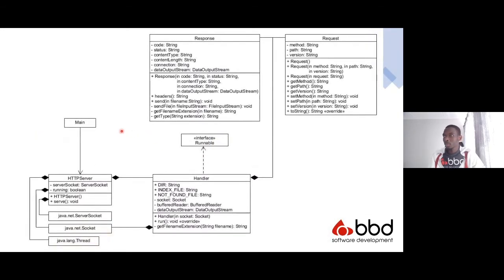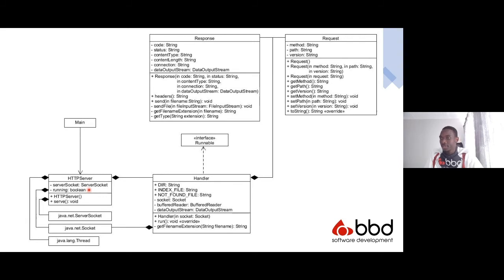As you can see on the screen, we have the HTTP server object. This server object has two attributes, which are the server socket and the running attribute. The running attribute is just a Boolean that states whether the server is running or not. I don't actually have a method to change this running variable because it should always be true, as the server must always be running.